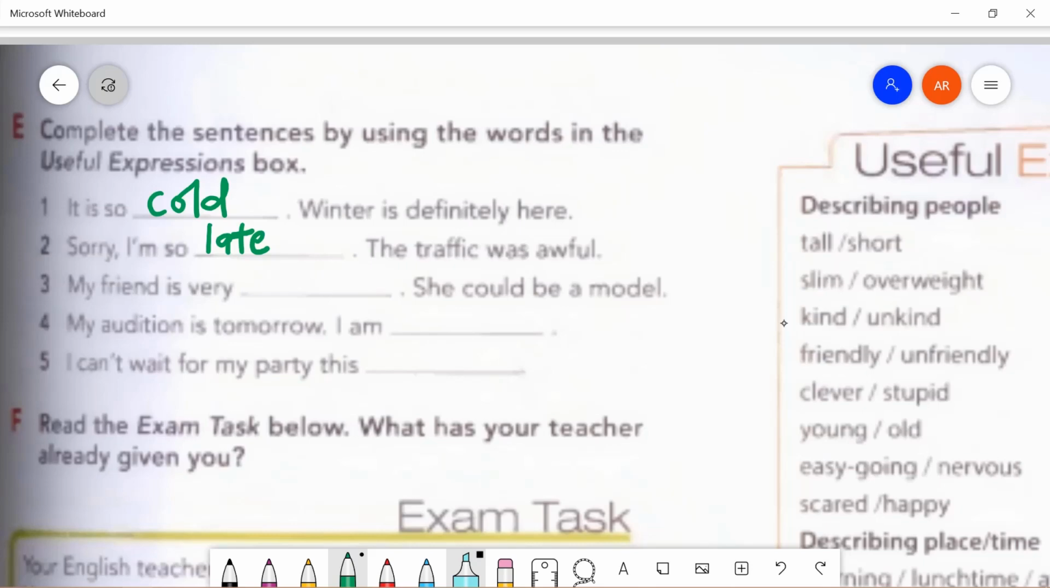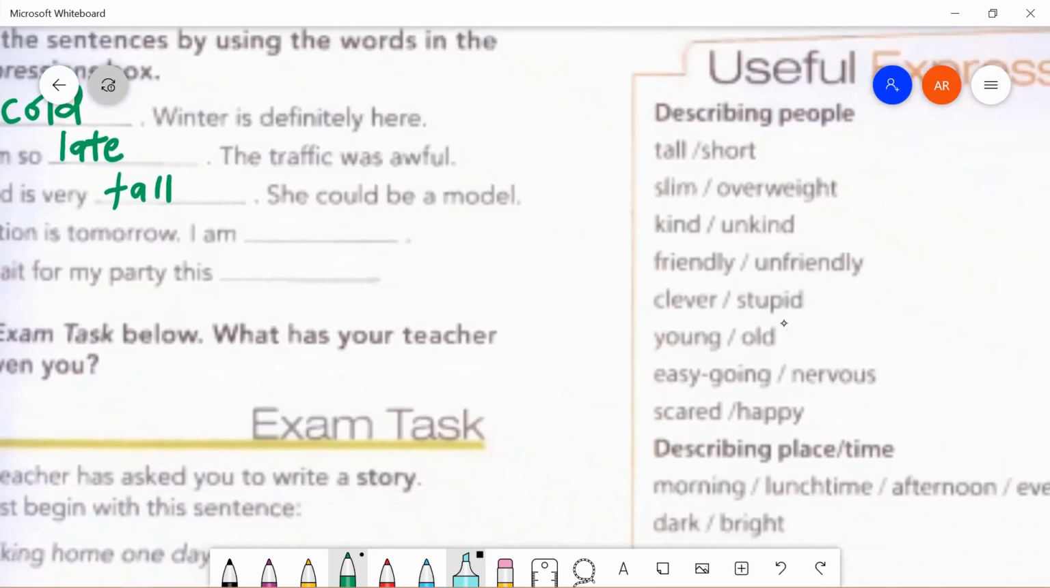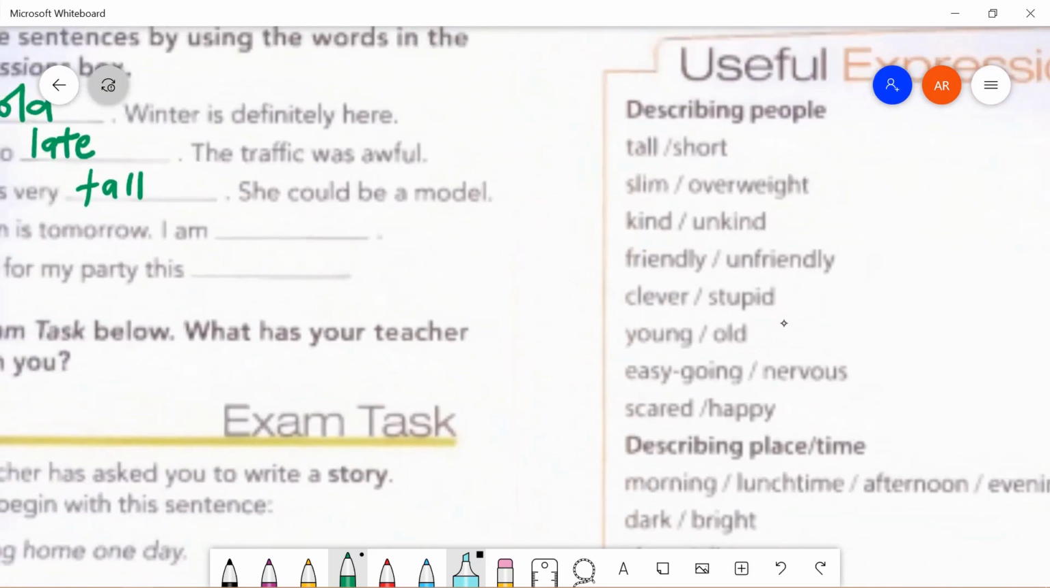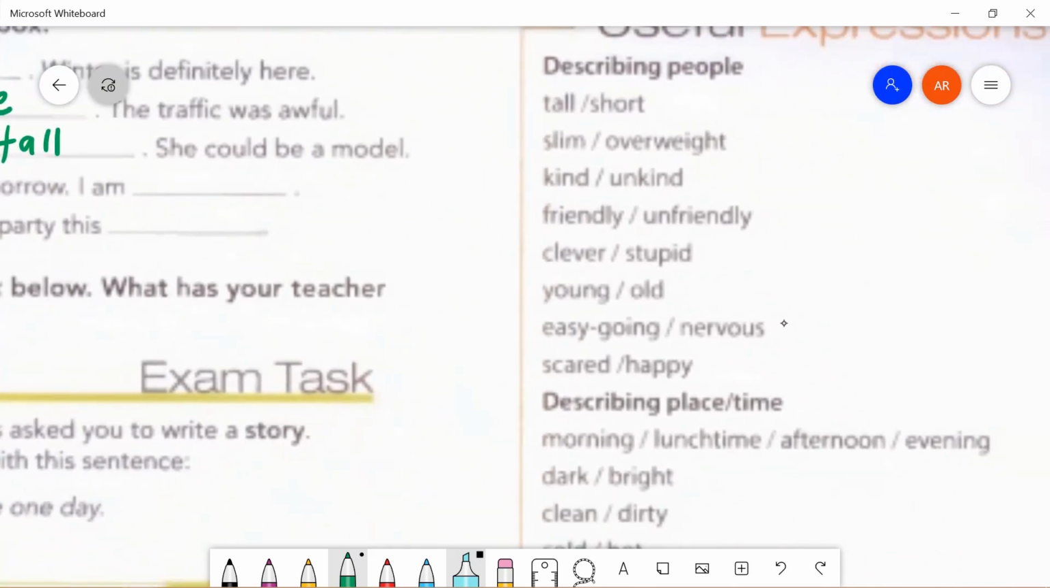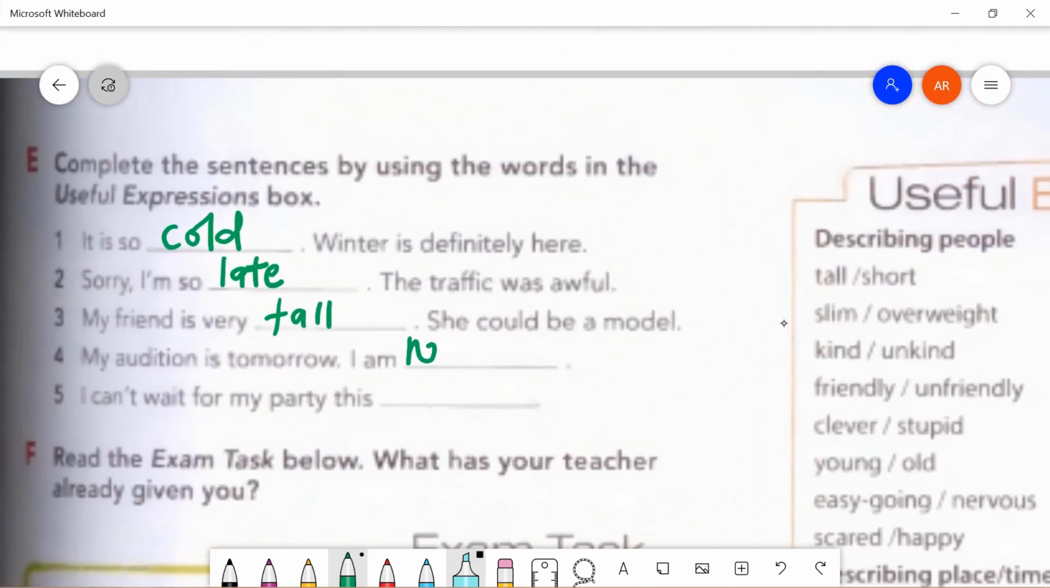Number three, my friend is very friendly? No. Let's look at the next sentence. She could be a model. A model is usually tall, so my friend is very tall. Number four, my audition is tomorrow. I am. If your audition is tomorrow, how would you be feeling right now? Nervous, right? I am nervous.